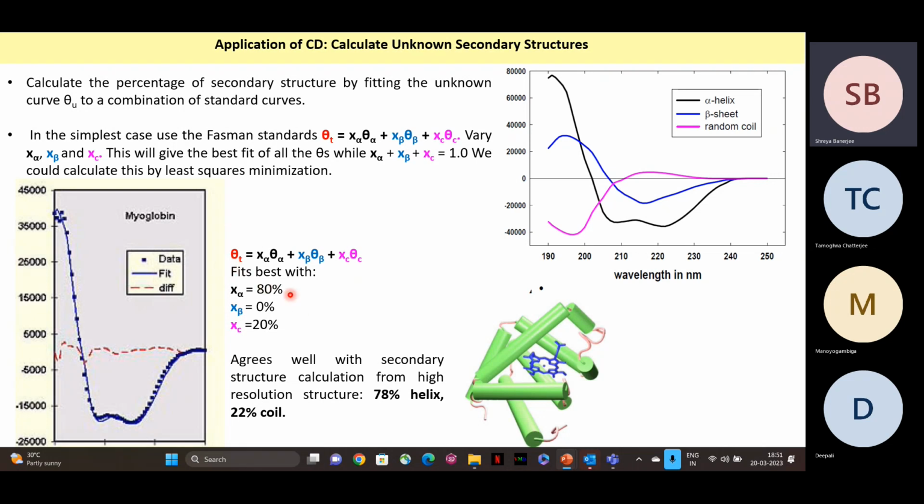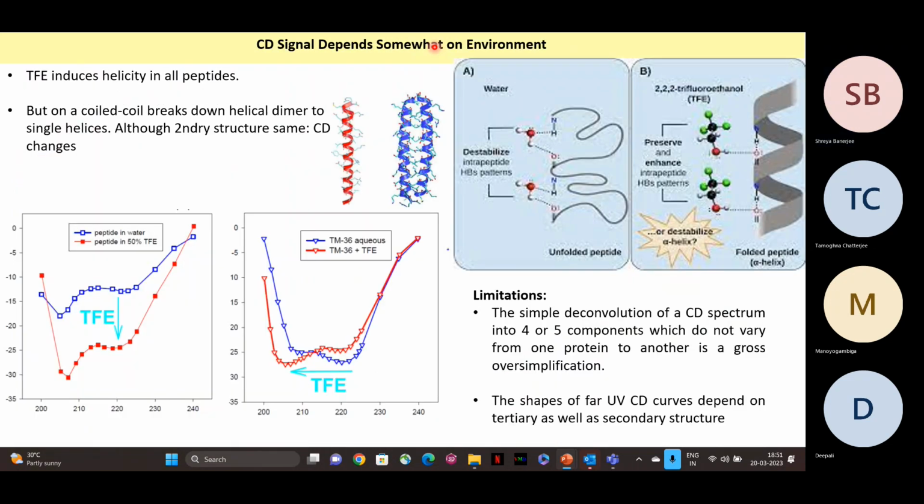Even here you can see the prediction from CD is that myoglobin is 80% alpha helical, and from X-ray crystallography it was observed to be 78%. So the theoretical prediction is very near to the observed value. Like this, CD can be used to calculate the secondary structure composition of an unknown protein.